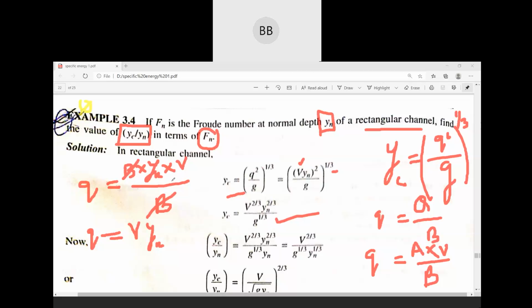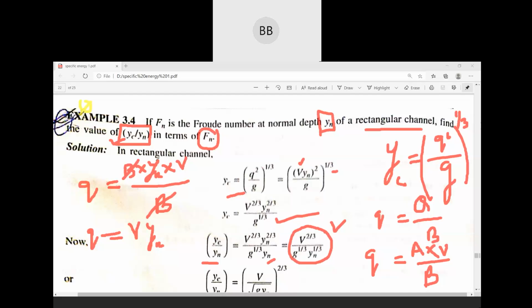But we need to find out the value of Yc divided by Yn. So that is why we have to divide both sides by Yn to get this Yc by Yn. Here Yc divided by Yn, and on the right hand side also we have to divide by Yn. And then see, here we have Yn to the power 2 by 3 divided by Yn. This is nothing but Yn to the power 2 by 3 minus 1, which is minus 1 by 3. So you can write this, to simplify, you'll get this.